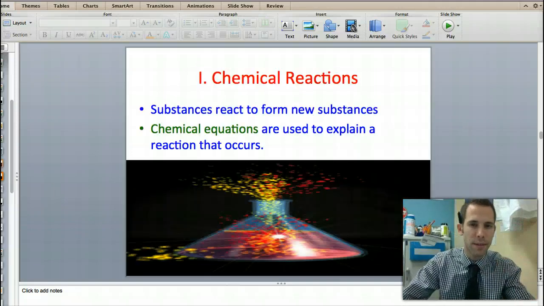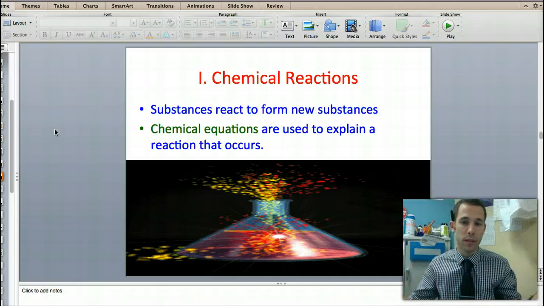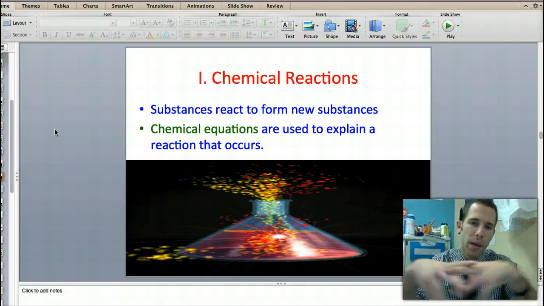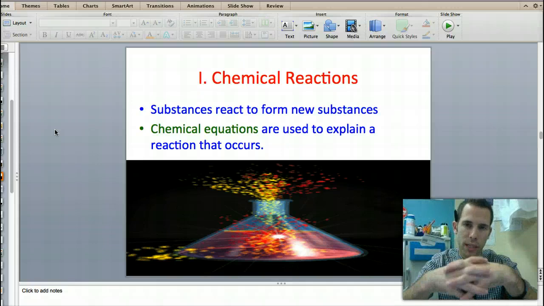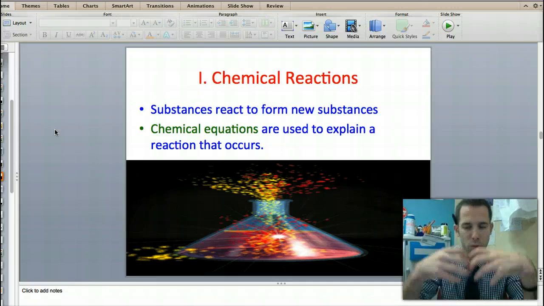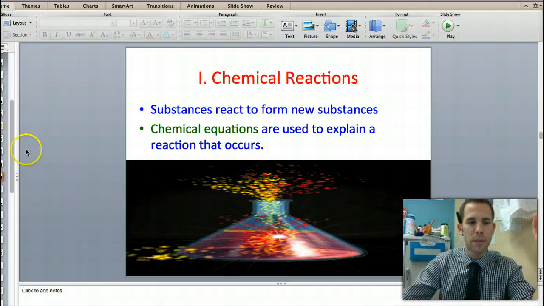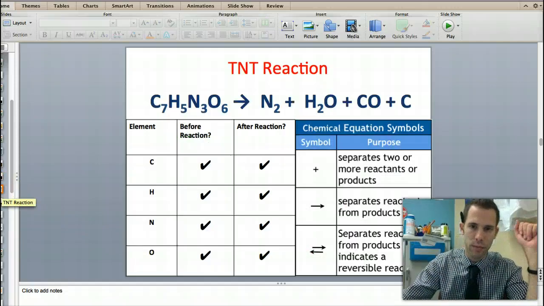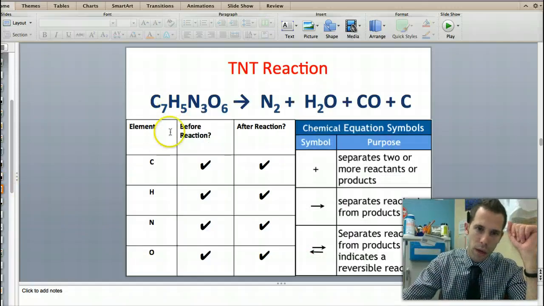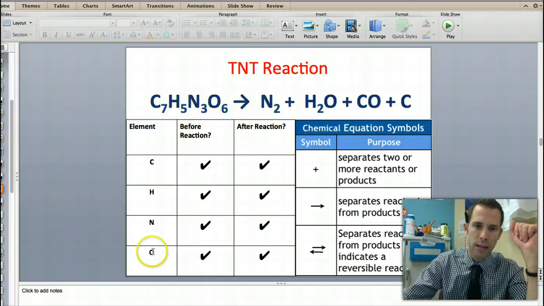It's not complete yet. When you run a chemical reaction, substances form new substances once they've reacted. And we use chemical equations to show what that reaction looks like. So the TNT explodes, it combusts. You form new substances that we can actually indicate and show in our chemical reactions. So here we have carbon before and after the reaction. Carbon here, carbon there. Hydrogen here, hydrogen there. Nitrogen here, nitrogen there. And oxygen here, and oxygen there.